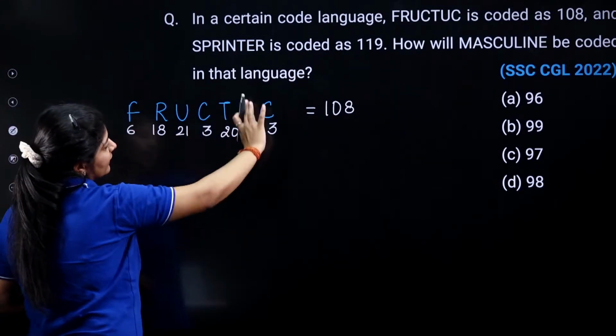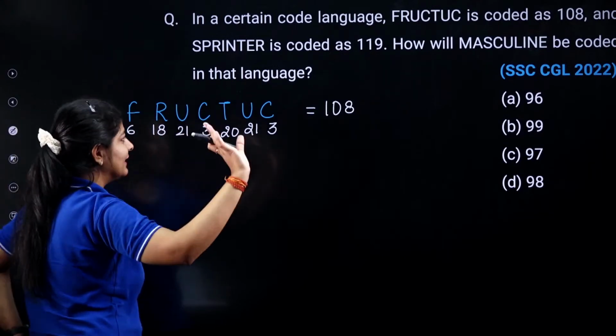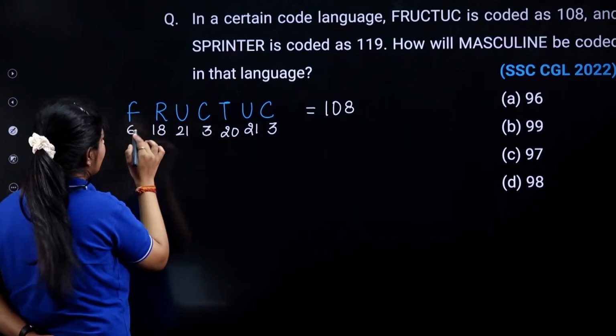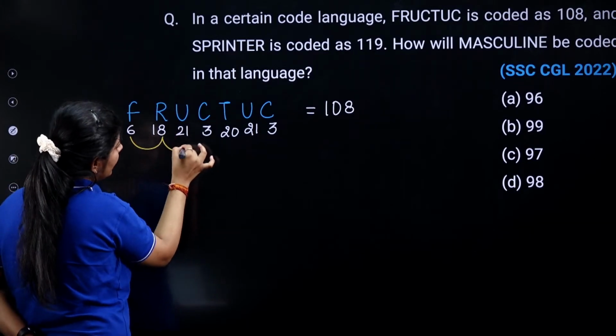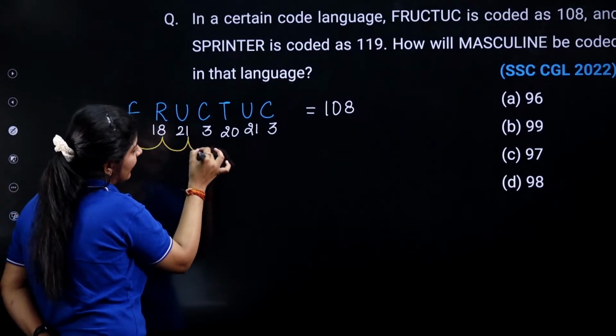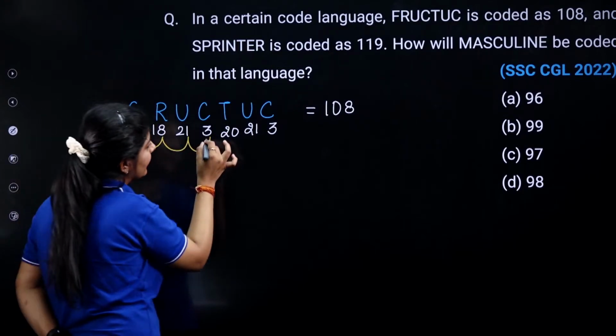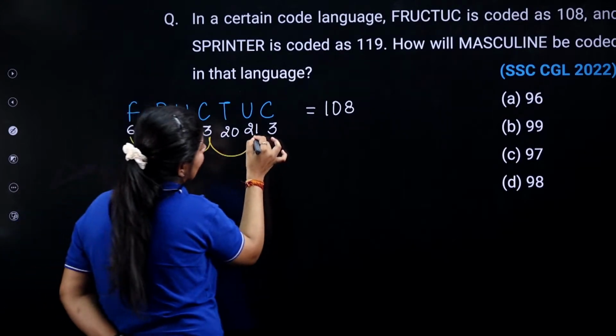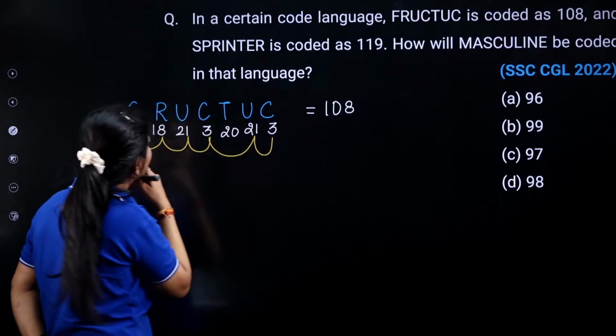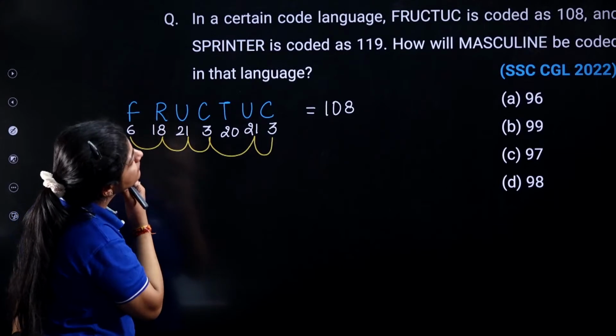If I add all these numbers, I'm only dealing with the unit place value. 6 plus 8, 14, that means 4. 4 plus 1, 5. 5 plus 3, 8. 8 plus 1, that is 9. 9, and here we are having 3. Did I miss something?